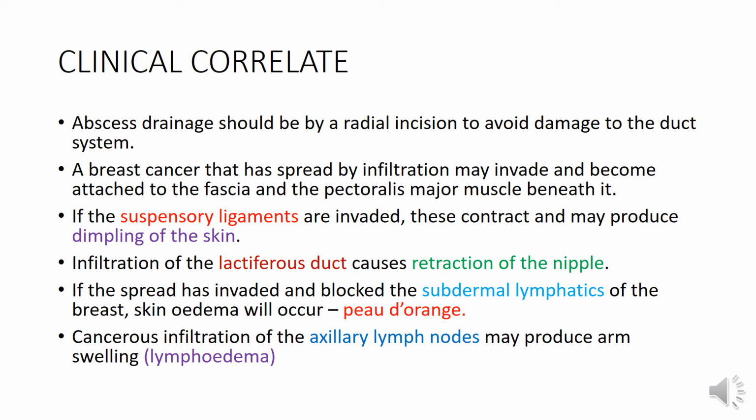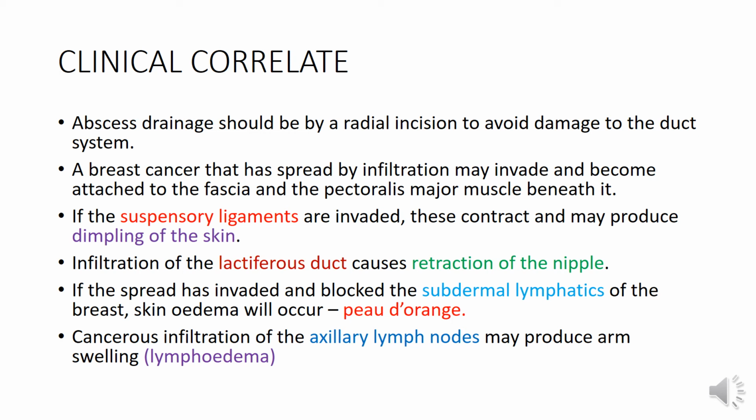Now, a breast cancer that has spread by infiltration may invade and become attached to the fascia and the pectoralis major muscle beneath it. So there could be infiltration of the fascia and pectoralis major muscle by the cancer, and it will cause attachment or fixation of the breast cancer to the underlying chest wall.